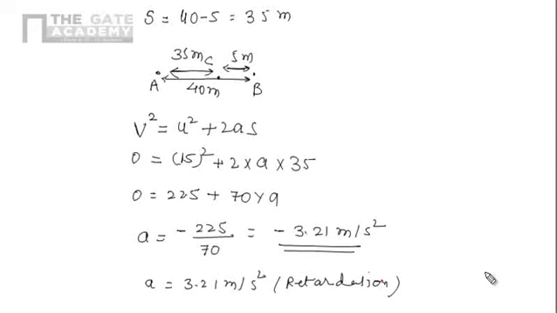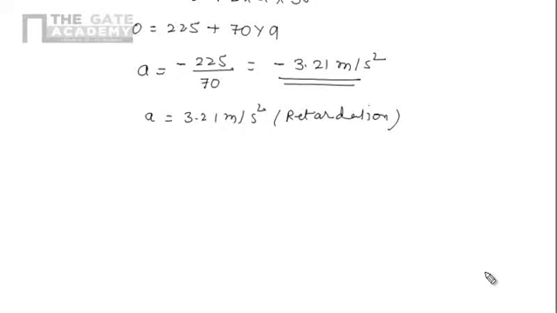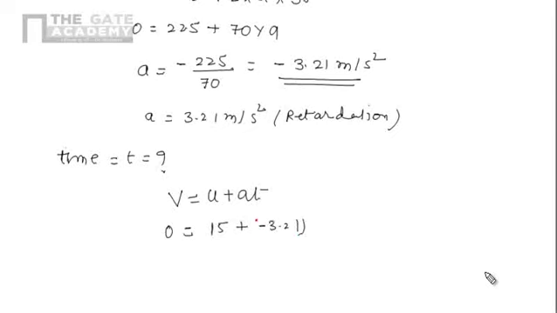Now we have to find the time required to stop the car. So now we are interested in time t. So we have one more equation, that is v equals u plus at. We know v is 0, u is 15, plus a is minus 3.21 into t. So t will be 15 divided by 3.21, which is 4.67 seconds. So the time required to stop the car will be 4.67 seconds.